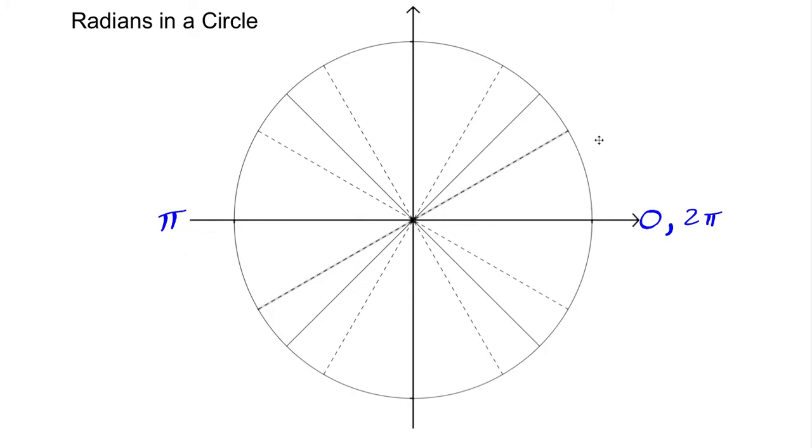So if this is 0, that's 1 pi. This 90-degree angle is half of pi, so that's pi over 2. Going from 1 pi to 2 pi, in between is 1.5 pi, which is 3 pi over 2.